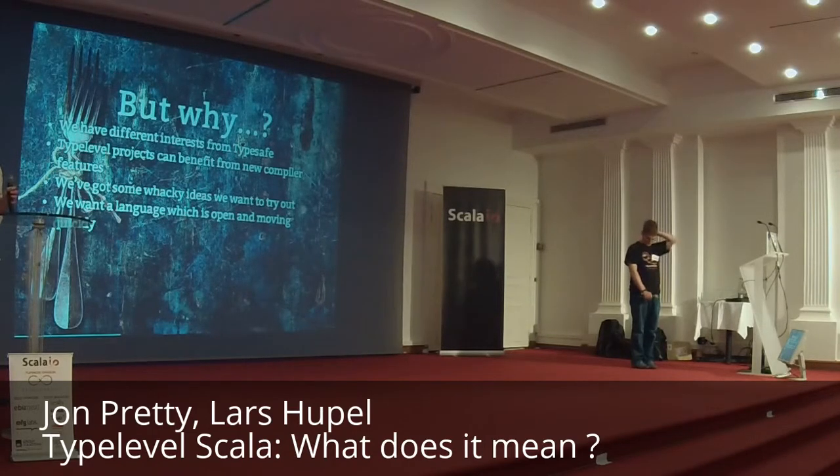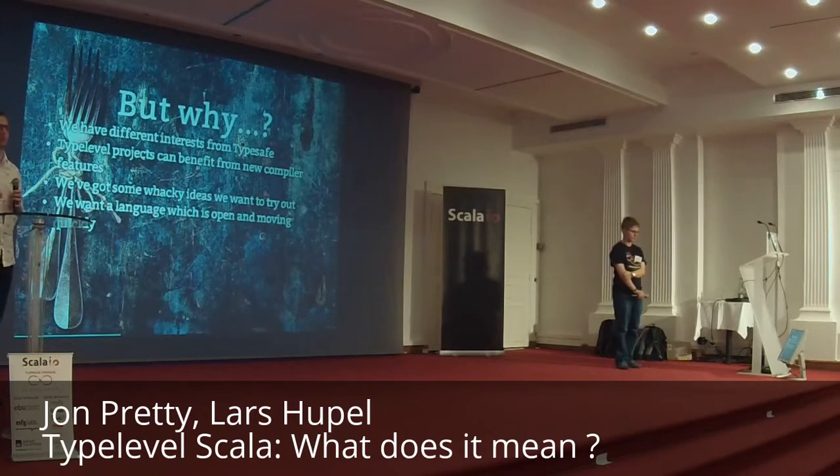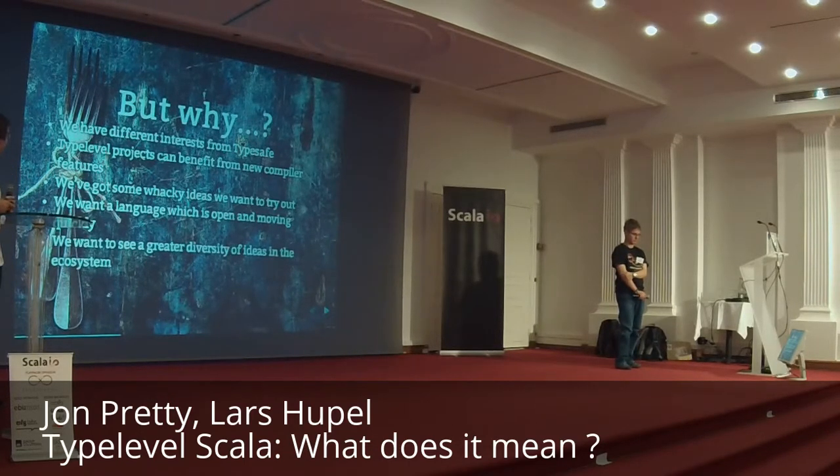Without this fork, it's difficult for somebody to create their own new features, their new experimental features, and have them tried out by lots of people. So we want it to be open, and we have a much lower threshold for what we will accept into the compiler than Typesafe do, for very good reasons. And hopefully we'll see more varied ideas.